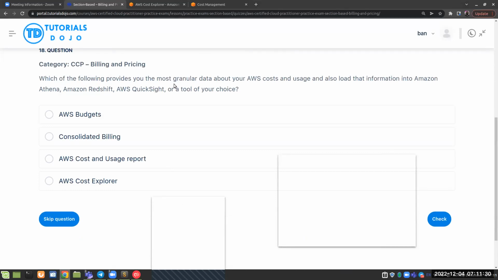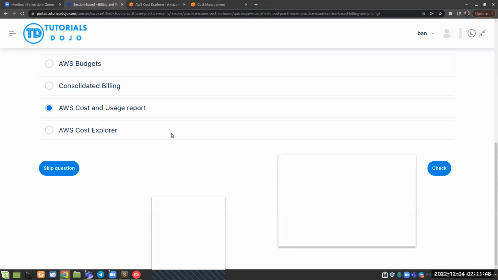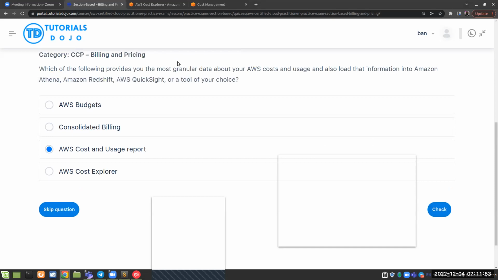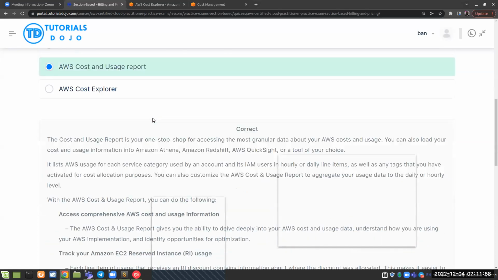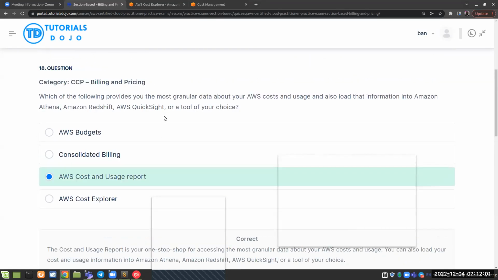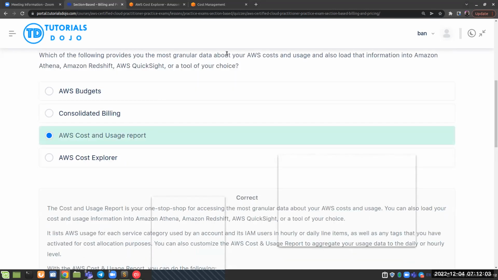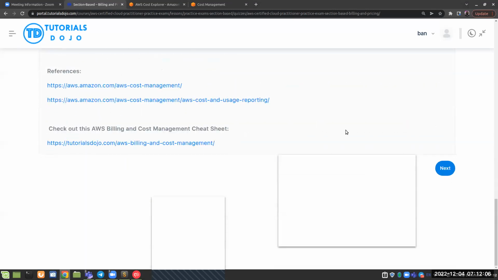Which of the following provides you with the most granular data about your AWS cost and usage, and also loads that information into Amazon Athena, Redshift, QuickSight, or a tool of your choice? C. Okay. Everyone says C now. I see people are now getting at least the easy one. So it's good, everyone remembers. I don't think we have talked about that a couple of times.